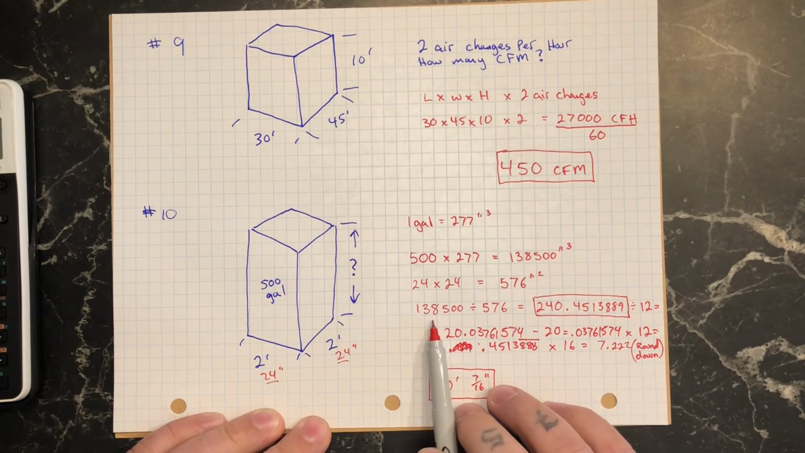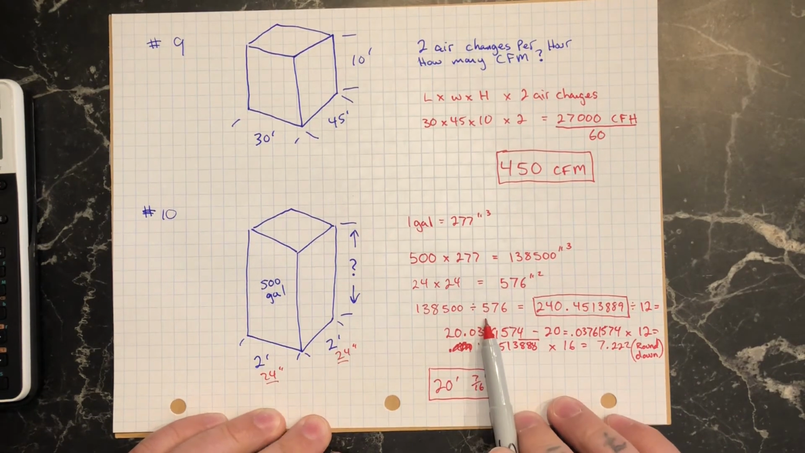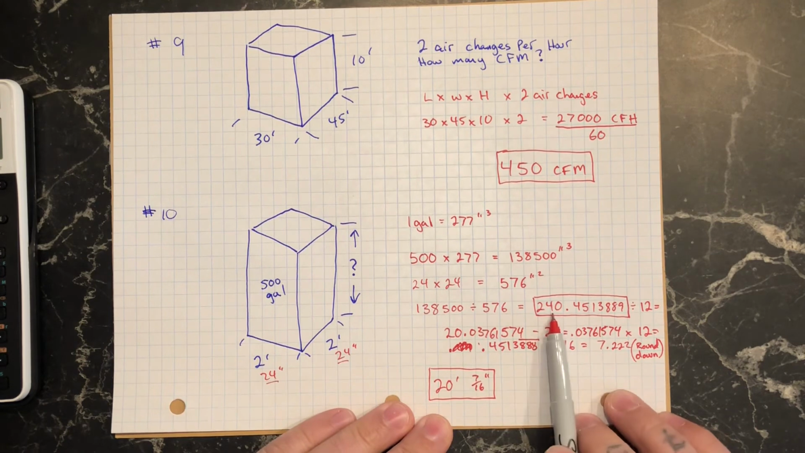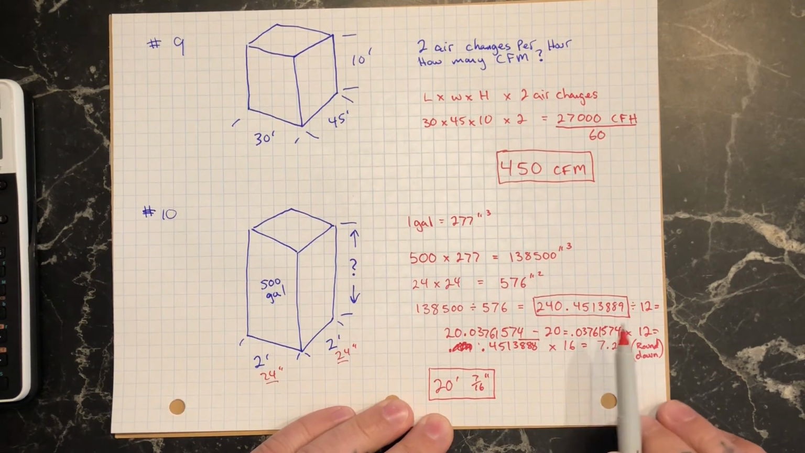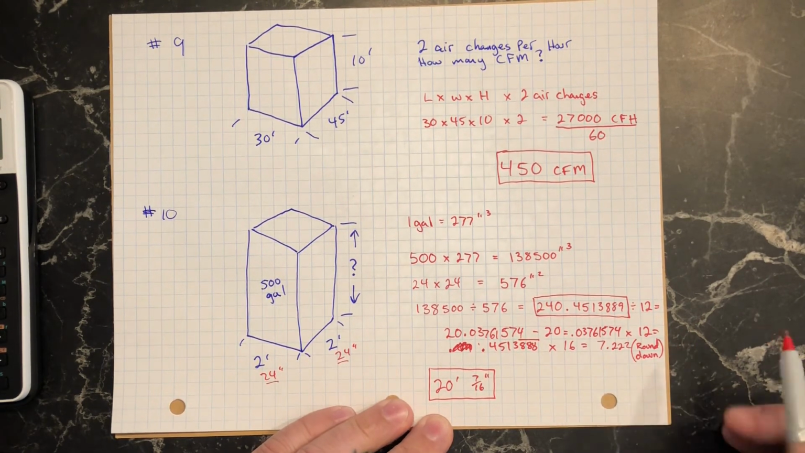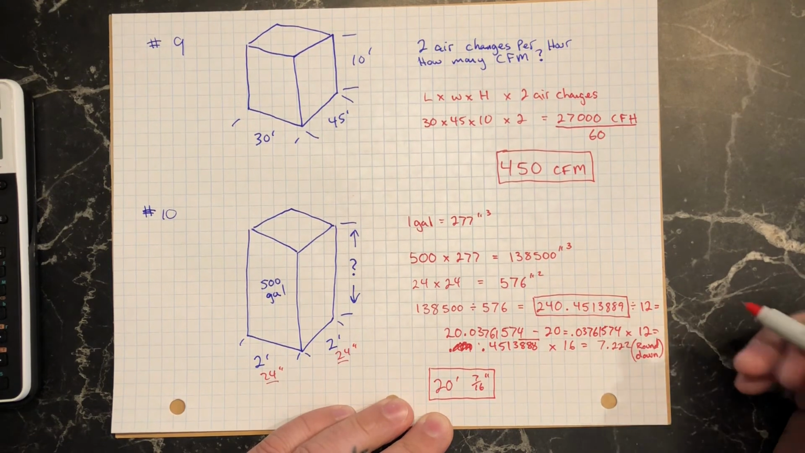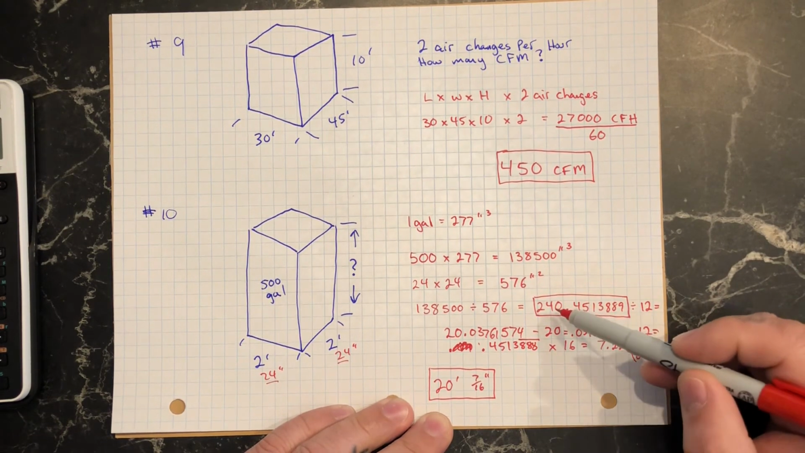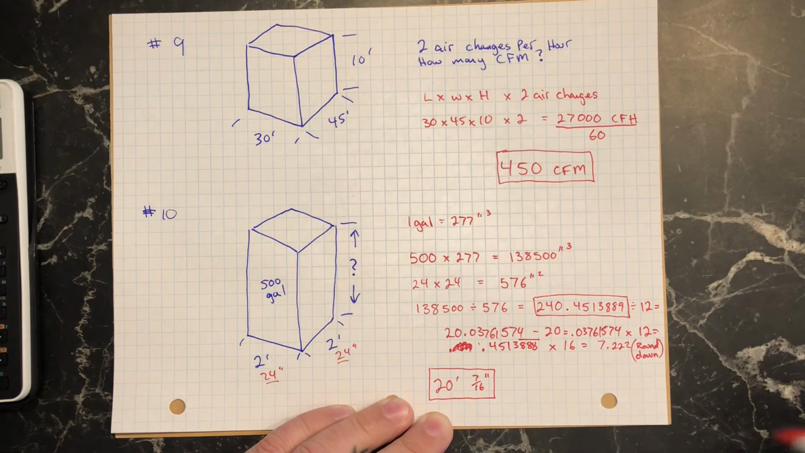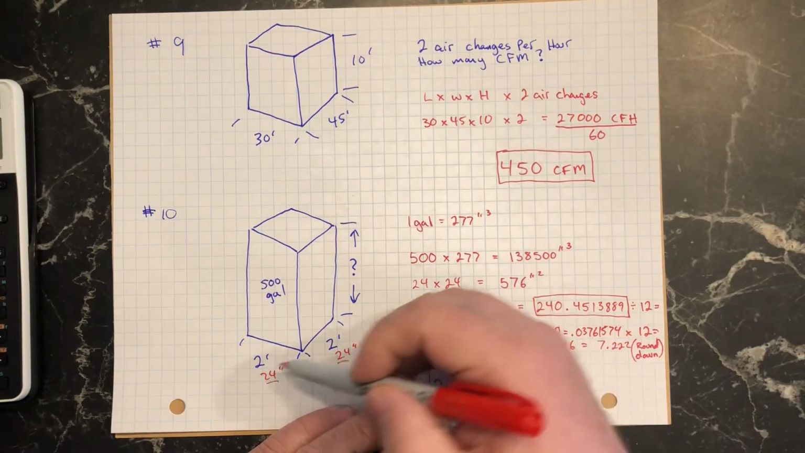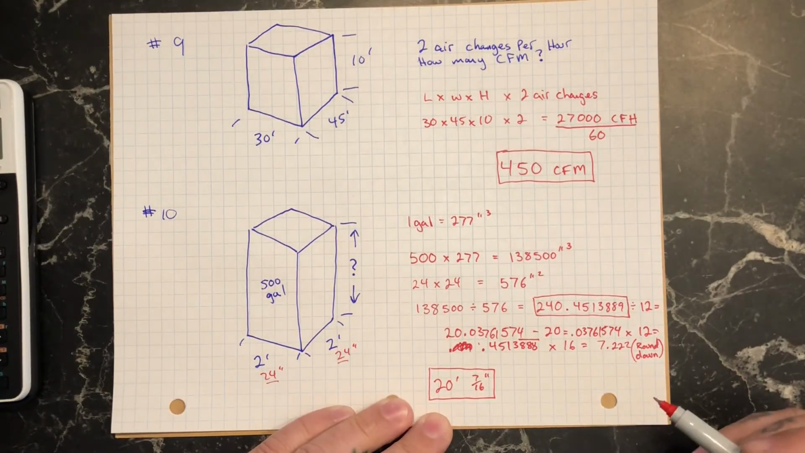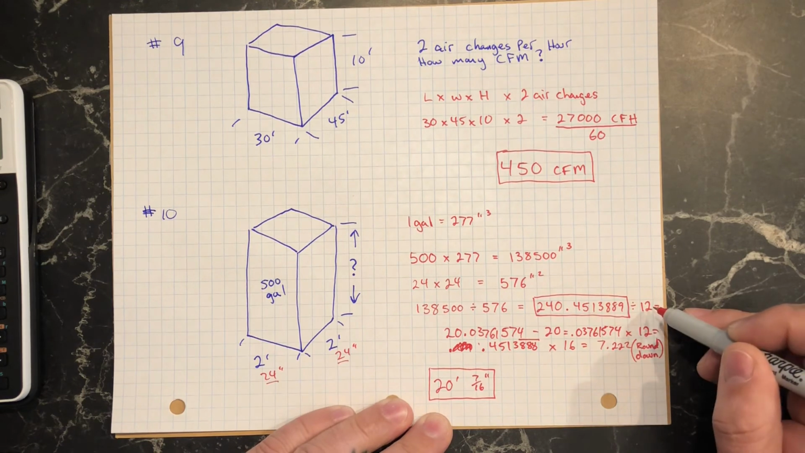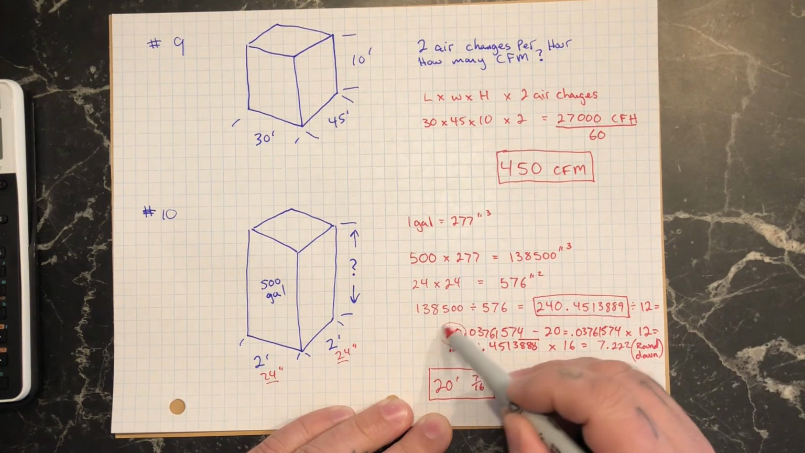So 138,500 divided by 576 gives me 240.4513889 inches, right? And now I'm going to convert that back to feet because this question initially dealt with feet. So I'm going to divide it by 12 to give me 20 feet.